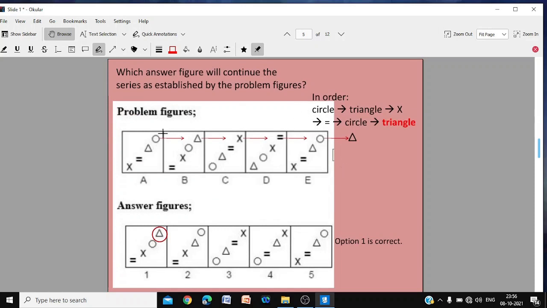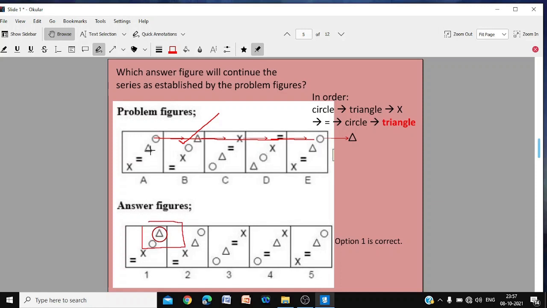Now, we can see that inside each box, we have a set of shapes. We have a circle, a triangle, an equal sign, and a cross sign. And they follow a certain sequence. Let us see the first sequence. Circle, then triangle, then cross, then equal. That means all the 4 shapes are finished. And again, we are beginning with the circle. So, after circle, we have to pick the figure which has a triangle. So, only this figure has triangle in this position.